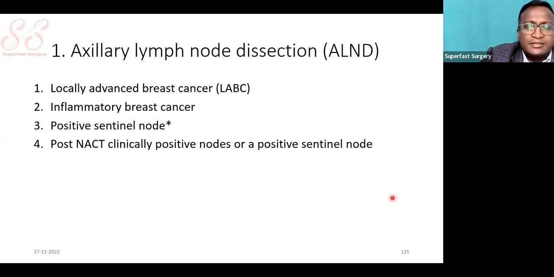Axillary lymph node dissection is definitely indicated in locally advanced breast cancer, LABC, inflammatory breast cancer, and when we have a positive sentinel lymph node. At your level, a positive sentinel lymph node is also an indication for axillary lymph node dissection. But there is an asterisk mark for the ACOSOG Z0011 criteria, which I was discussing in the previous slide. And post NACT, if there are clinically positive nodes or positive sentinel nodes, then of course we have to do axillary lymph node dissection. So ALND remains the standard of care for patients with locally advanced breast cancer.